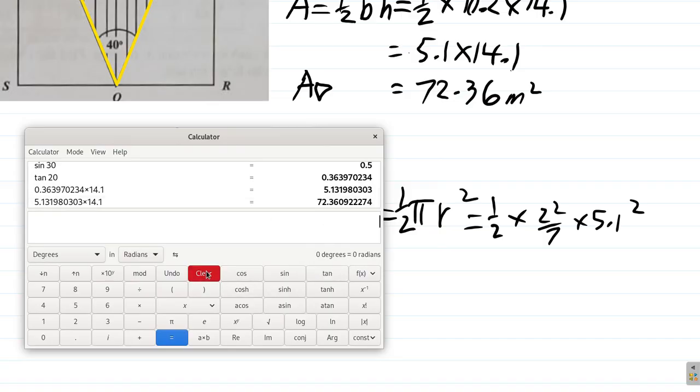So what we have is 0.5 times pi times, oh, it said use 22 over 7, times 22 over 7 equal, alright, times 5.1, where's the square?